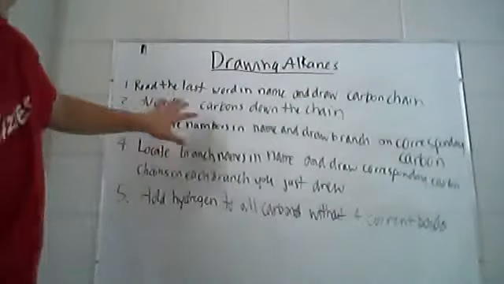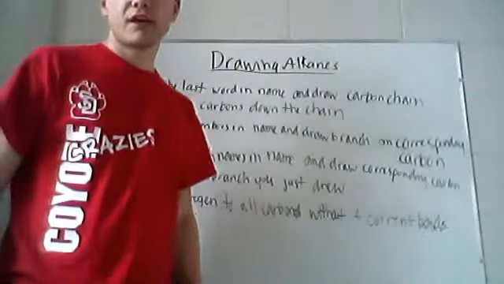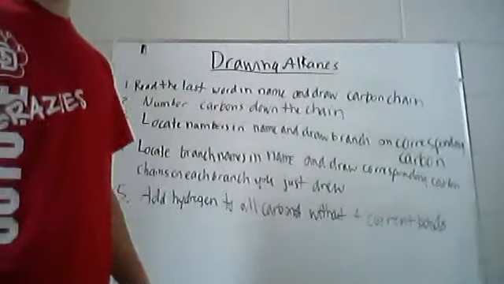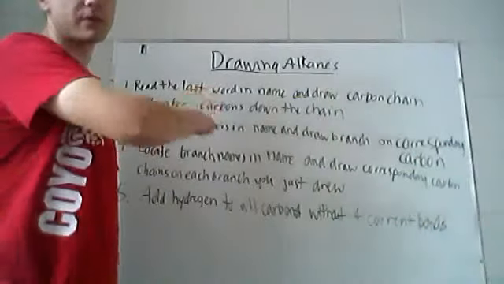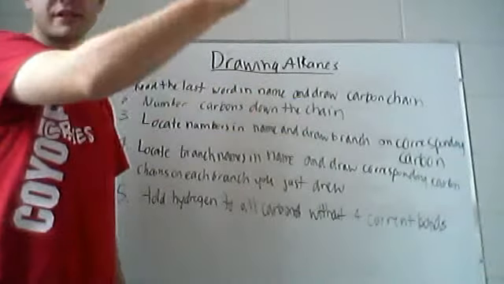Second step you do is you number the carbons in the chain. If you've done this enough, you probably don't have to do this, but if you're still struggling and you're trying to get better at this, I would recommend just numbering every carbon left to right. 1, 2, 3, 4, 5, 6, etc.